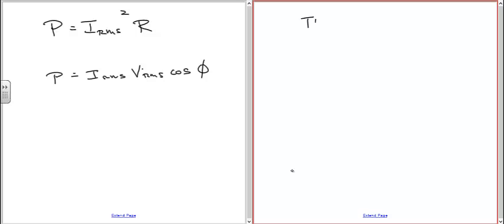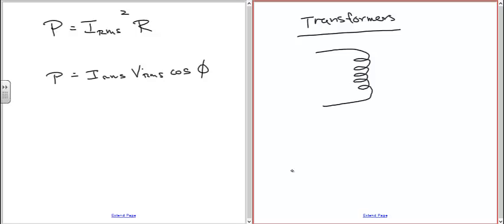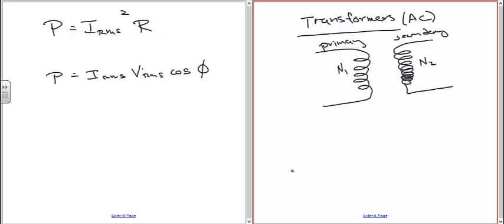Then we have transformers. What you have is a primary loop. Transformers only work for alternating current. So you're going to have N1 loops, and then you have a secondary which may have more or fewer loops, or you could actually have the same number, but that's called an isolation transformer. This has N2, which in this case is more, but it doesn't matter. We call this the primary side, and this is the secondary side of the transformer.